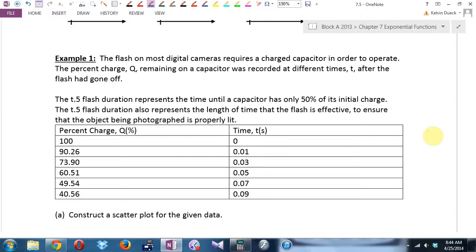The percent charge, Q, remaining on a capacitor was recorded at different times, T, after the flash had gone off. The T.5 flash duration represents the time until a capacitor has only 50% of its initial charge. I'm reading here. I'm not quite understanding this, but I'm going to read through and see if I can figure it out. Right now, I know that Q stands for a percent, and I know that T stands for time, in seconds. It represents the length of time that the flash is effective to ensure that the object being photographed is properly lit. You know what? I think that sentence is just filler to try and convince people that this is a legitimate physics application. What I do see is some data.